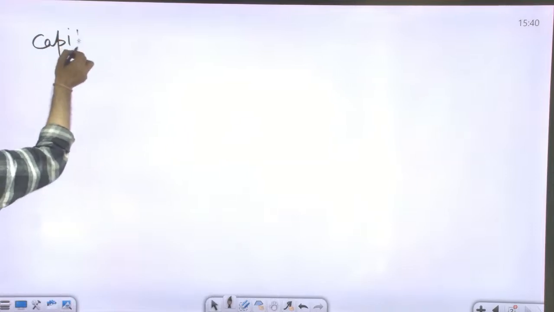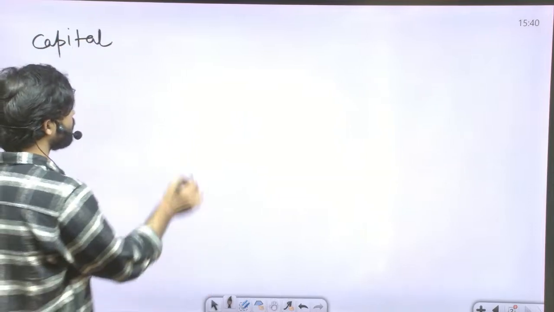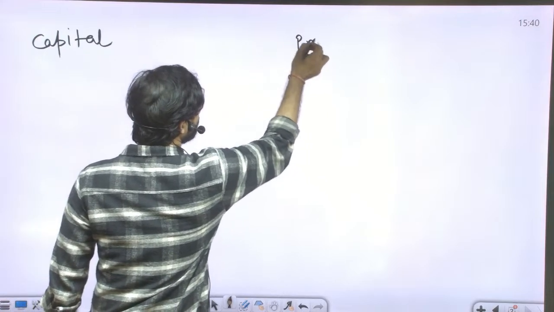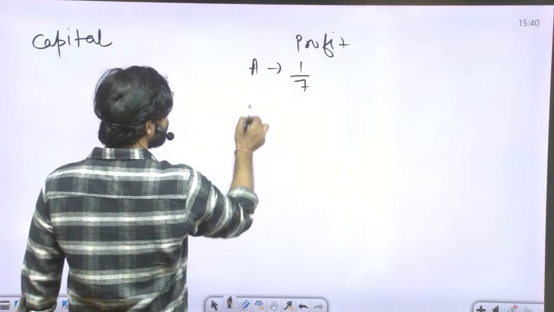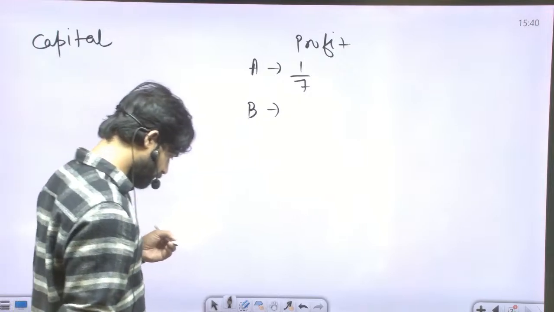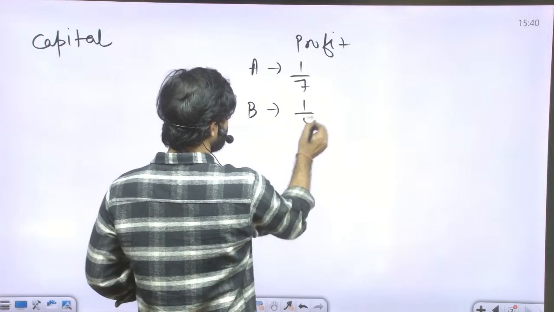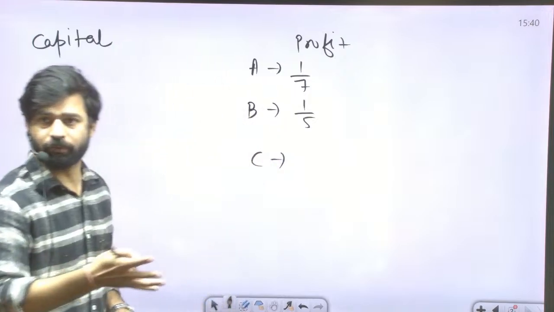We have very simple information in this question, that A, B, C, they are three partners in a business firm, and A, whose capital has been used for 5 months. So A has invested his capital for how many months? 5 months, and he is claiming 1/7 of the profit. Okay, so this is capital and this is profit. So A is claiming 1/7 and B is claiming 1/5. So the remaining profit will be of C.